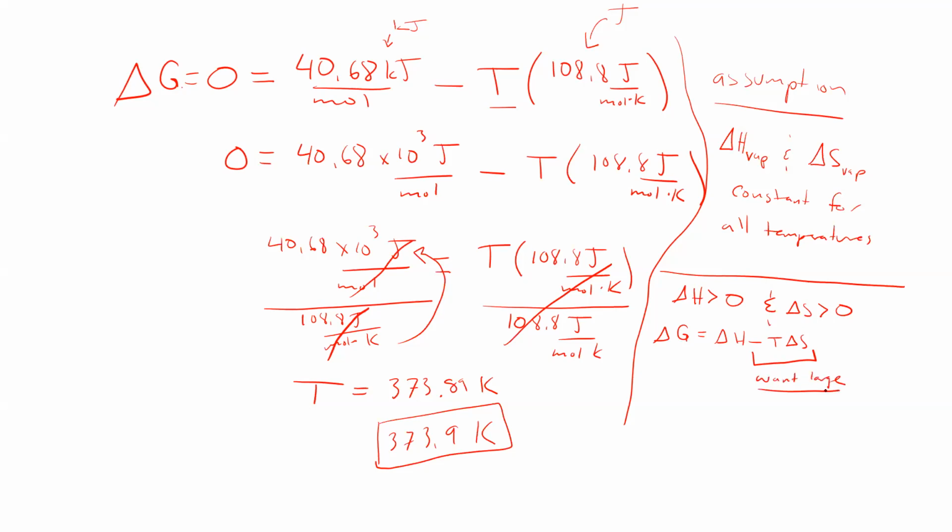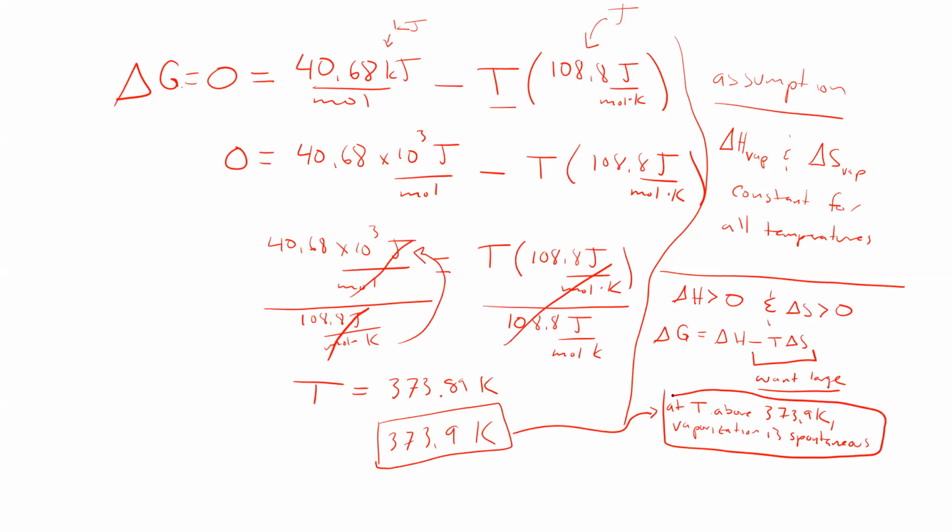okay? If we want that to be large, and we know that our temperature, 373.9 Kelvin, is our cutoff, then that means that temperatures above 373.9 Kelvin, this vaporization will be spontaneous. Okay, so that's sort of what we're getting there. We can solve for the temperature, and when you solve for the temperature and you also know these things here, that leads us to the conclusion that temperatures above that temperature are going to be spontaneous, okay? And that's how you'd predict the spontaneity of a reaction given some thermodynamic data.